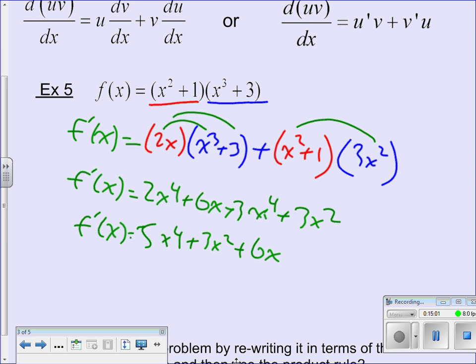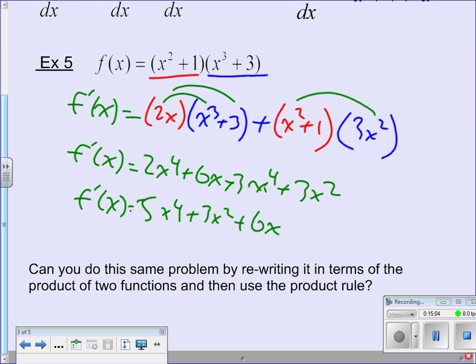Now, that is a poorly worded question. I'm just now realizing how poorly worded it is. But the question is, could I have FOILed this out first and then taken the derivative? Yes, I could have. Would I get the same answer? Yes, I would get the same answer in the end. Okay. Sometimes it's easier to do that. Sometimes it's not. Depends upon how complicated the things are that you're putting together.